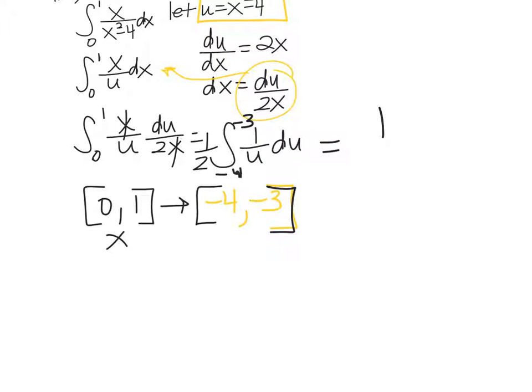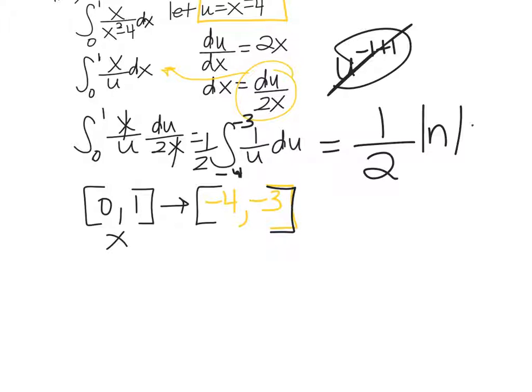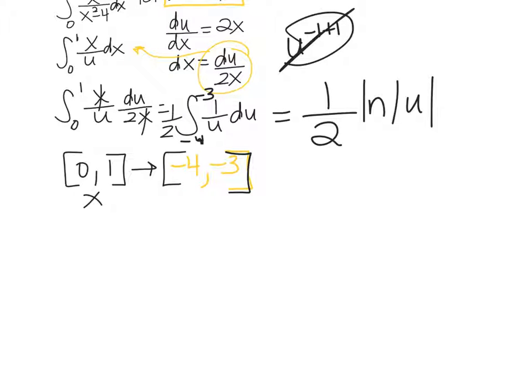So we have 1/2. The antiderivative of 1 over u is tricky, because if you tried to think of this as u to the -1 and add 1 to it, you get u to the 0. That's not going to help you. This is a special one. It is the natural log of the absolute value of u. That's what it always has been. We don't write plus c here.